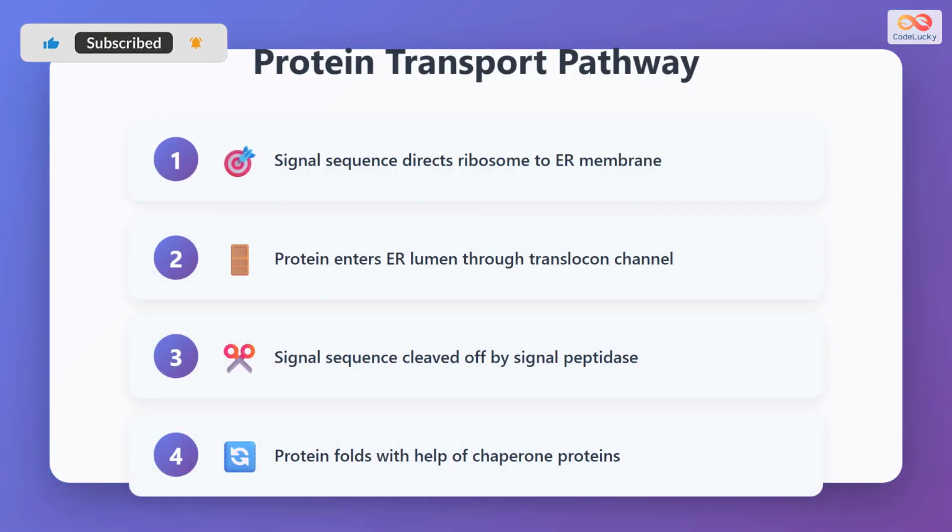Let's follow the journey of a protein through the rough ER. First, a signal sequence on the newly forming protein directs the ribosome to the ER membrane, like an address label telling it where to go. Second, the protein enters the ER lumen, which is the internal space, through a special channel called the translocon. Third, once inside, an enzyme called signal peptidase cleaves off the signal sequence, like removing a shipping label after delivery. Fourth and finally, the protein folds into its proper shape with help from chaperone proteins, which are molecular assistants that guide the folding process. This entire pathway ensures proteins reach the right place and achieve the right structure.